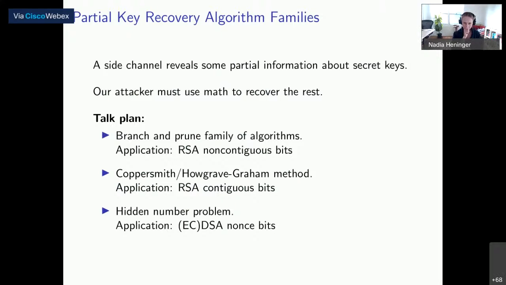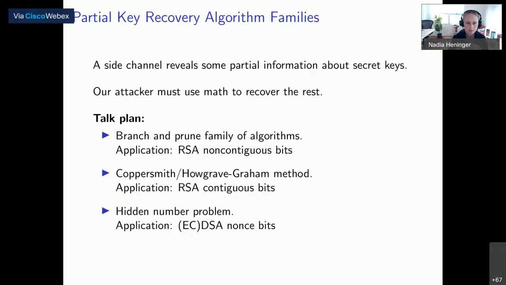So we're going to take the perspective of the attacker, who uses math to recover the rest of the key rather than signal processing techniques. So I'm going to survey three families of algorithms that I've run across in my own research, and that hopefully will be useful to you guys. Many of you maybe already do this if you work in this area.